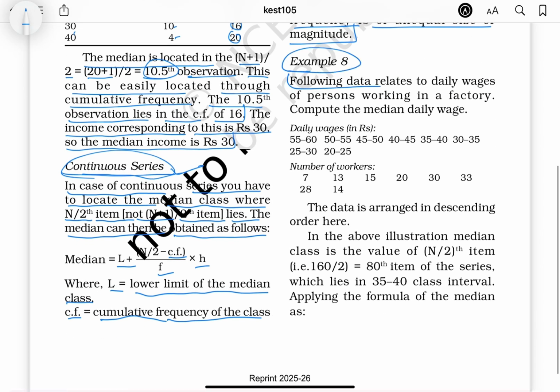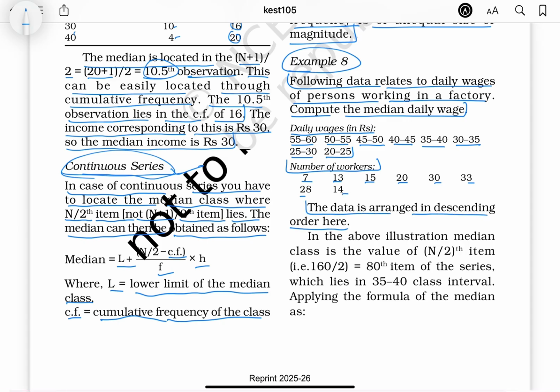Example 8. Following data relates to daily wages of persons working in a factory. Compute the median daily wage. Daily wage in rupees: 55 से 60, 50 से 55, 45 से 50, 40 से 45, 35 से 40, 30 से 35, 25 से 30, 20 से 25. Number of workers: 7, 13, 15, 20, 30, 33, 28, 14. The data is arranged in descending order here.